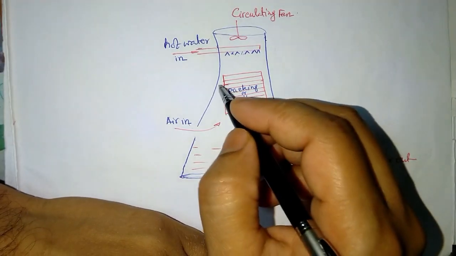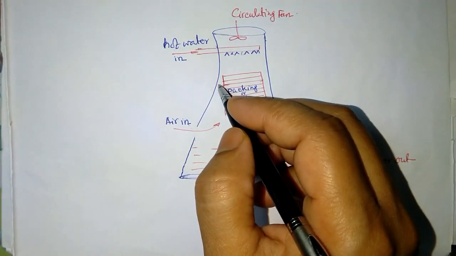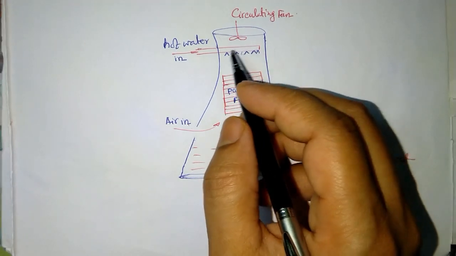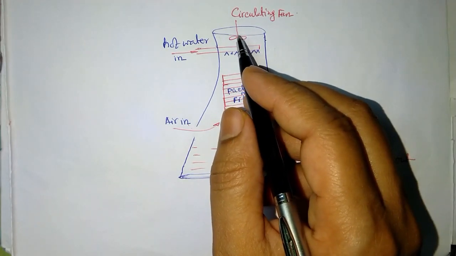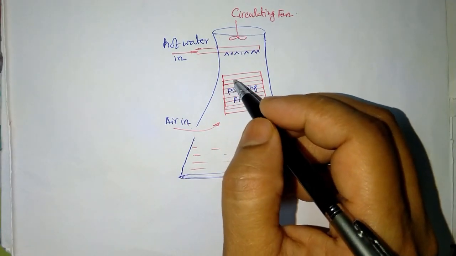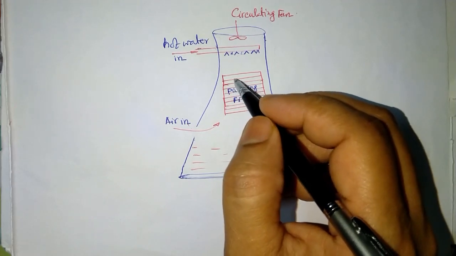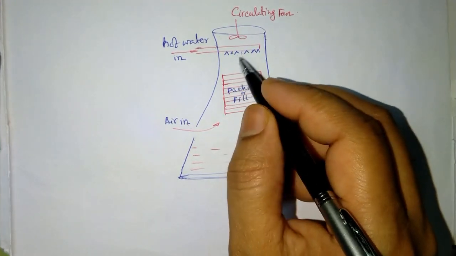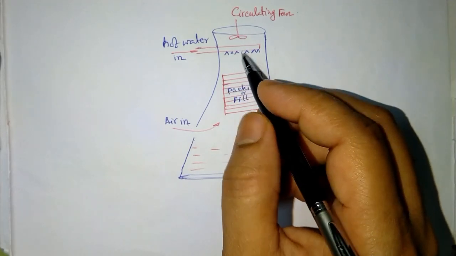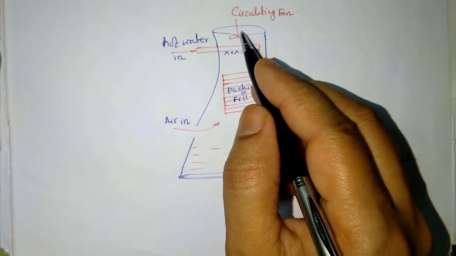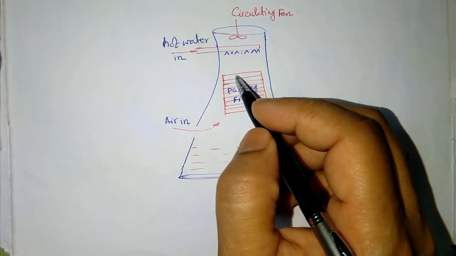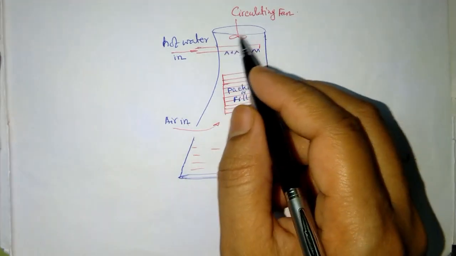One is called mechanical draft, another one is called natural draft. Mechanical draft is done by some external force, that is known as a fan or pump, and for natural draft there is a density difference. Due to the density difference of the air, there is some flow of the air. Here it is shown that the circulating fan is our mechanical draft system, meaning the pressure difference is created by a fan.